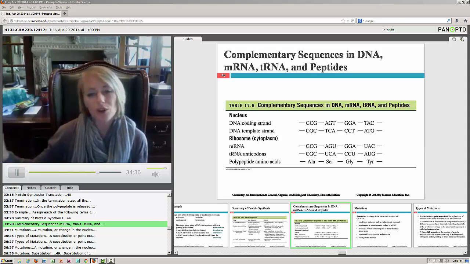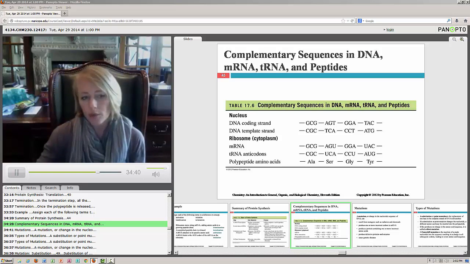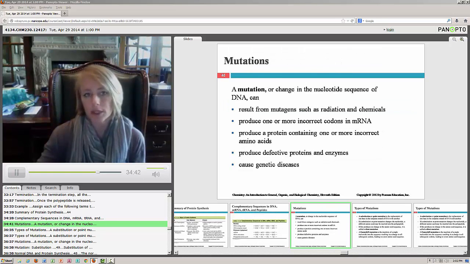17.6 just tells us which type of nucleic acid we're working with and what its complementary base strand would be for each one of the processes along the steps of protein synthesis.